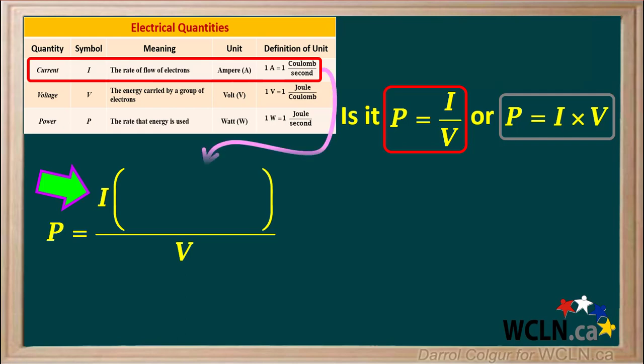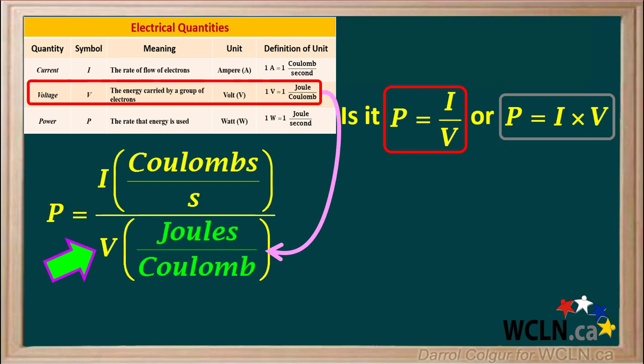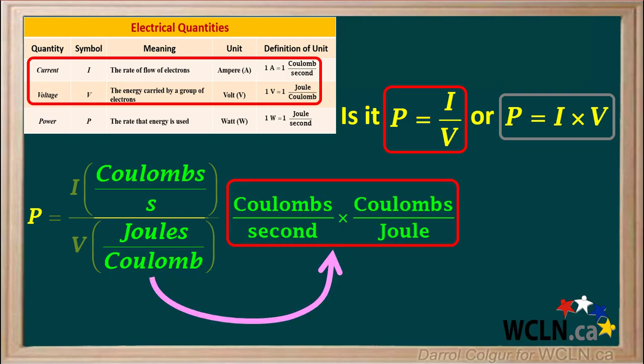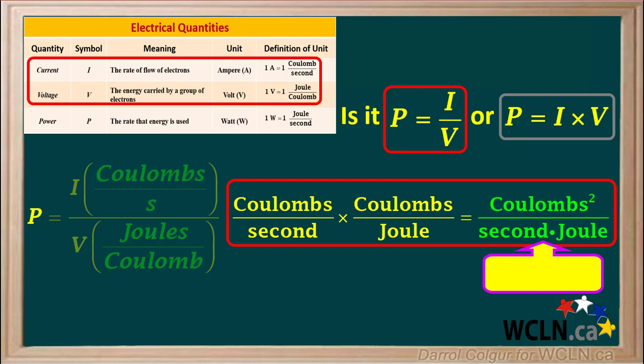I has the unit coulombs per second, and V has the unit joules per coulomb. Coulombs per second divided by joules per coulomb is the same as coulombs per second times coulombs per joule. Remember, dividing by a fraction is the same as multiplying by its reciprocal. So dividing by joules per coulomb is the same as multiplying by coulombs per joule. Multiplying the units coulombs per second times coulombs per joule gives us the unit coulomb squared over second joule.